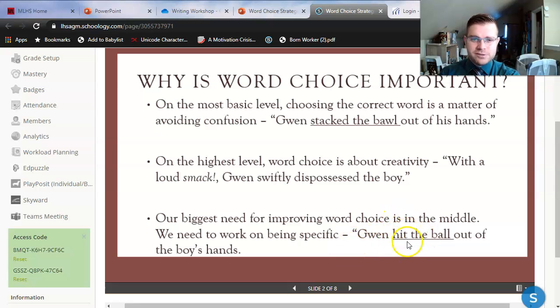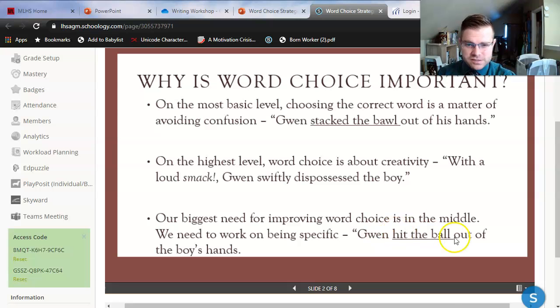Is she using a bat? Is she using a tennis racket? Is she using her hands? We can use a better verb there to be specific, right? Maybe smacked works there. Gwen smacked. What kind of ball is it? Is that a basketball? Is it a football, right? I'm going to choose football. We'll make this like she's stripping the ball loose, right?